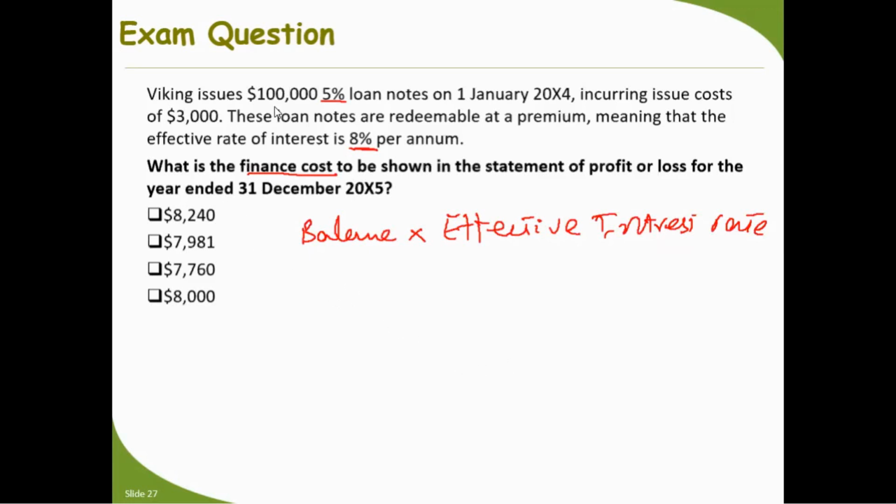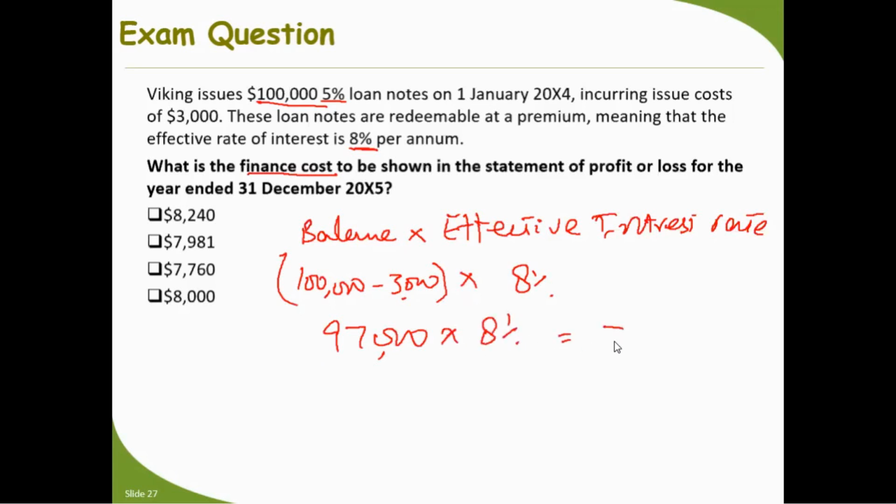Now your net proceeds balance is 100,000 minus the issuance cost, which is 3,000. So 97,000 times the effective interest rate, which is 8%, is equal to 7,760. This is your answer.